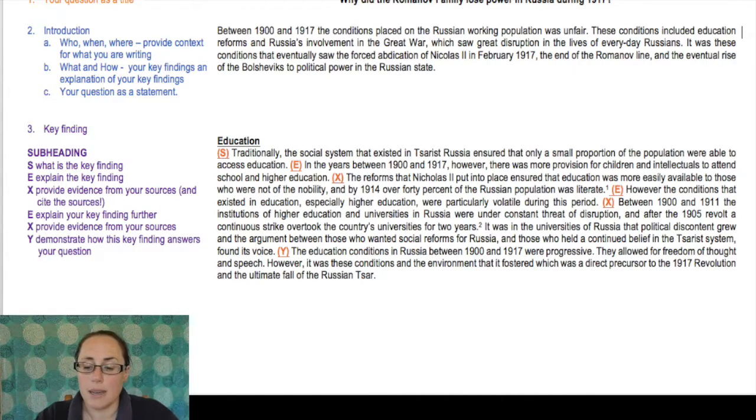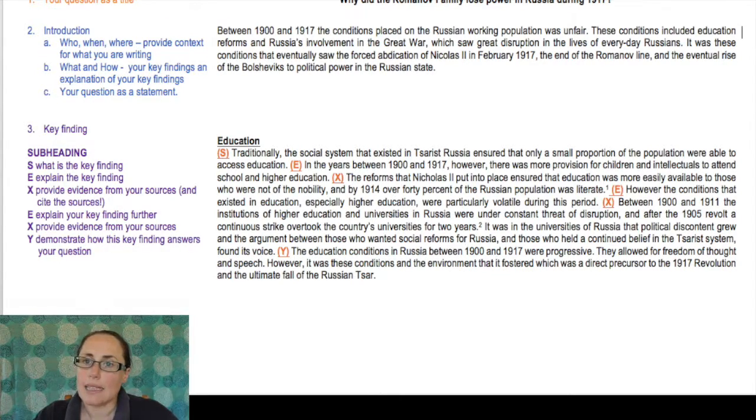So if you look at the example that you've been given, first of all, the subheading is education. So underneath, you know that I am going to discuss education as one of the reasons why the Romanov line fell in Russia in 1917. First of all, in an S, you need to explain the context for what you're going to discuss. So what is the key finding? And what my S in this example says is that only a small amount of people were able to access education in Russia during this time.